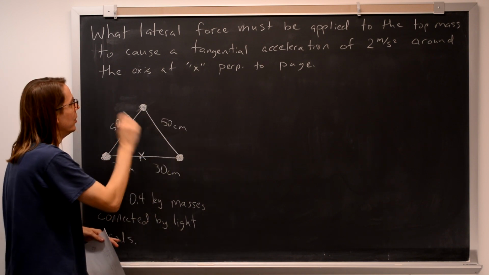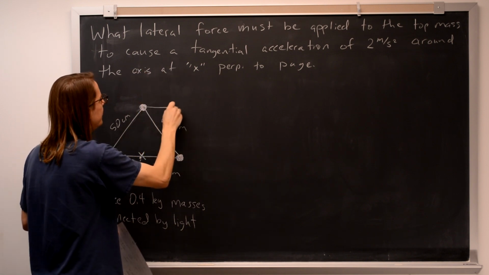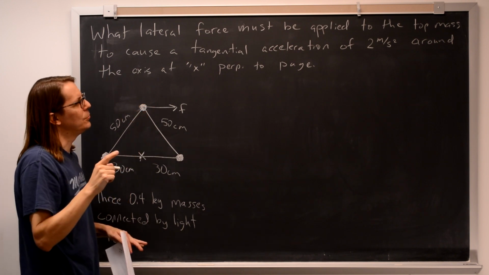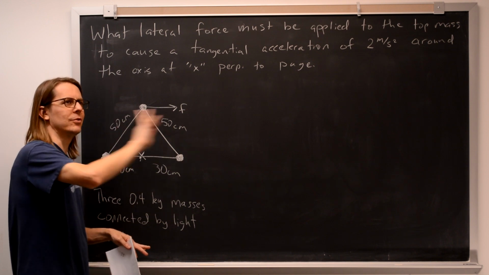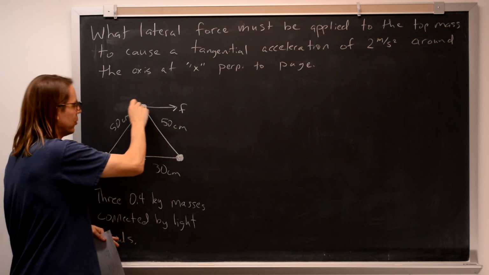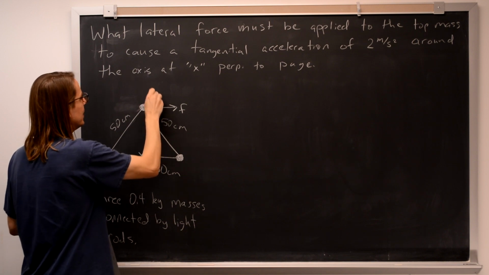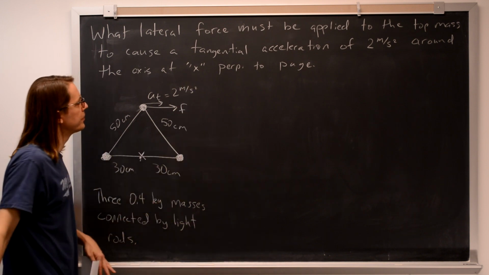That's the question. What force do we have to apply? A lateral force, meaning like this. What force do we apply to get a tangential acceleration of 2 meters per second squared? Remember, tangential acceleration means sort of like the translational variables, but going around the circle. So really, the tangential acceleration will also just look like that. AT is 2 meters per second squared.